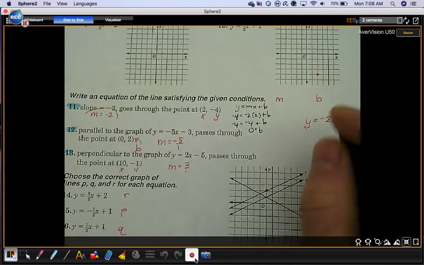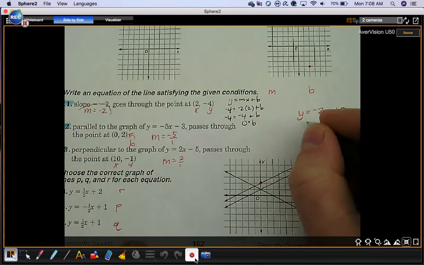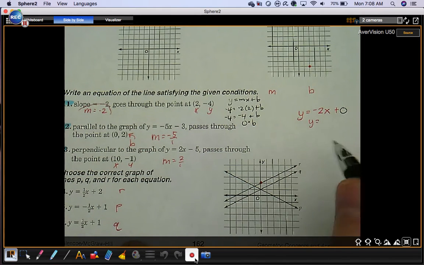Now, if you wanted to rewrite this, you could. So if this was a multiple choice test, you're probably not going to see it written like this. You would see it written like this, because anything plus 0 is that thing.